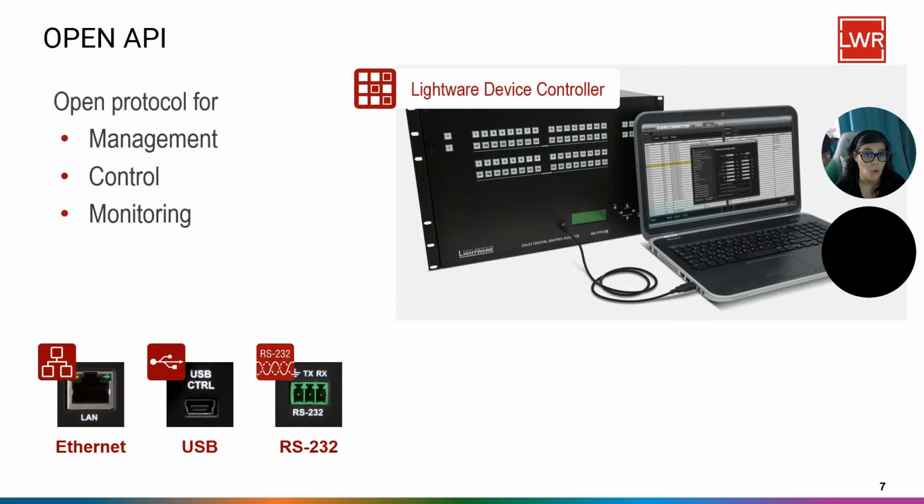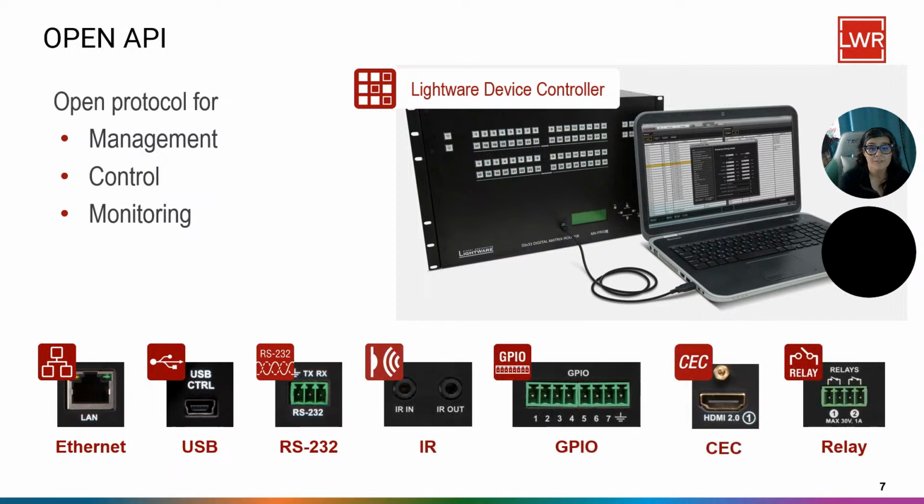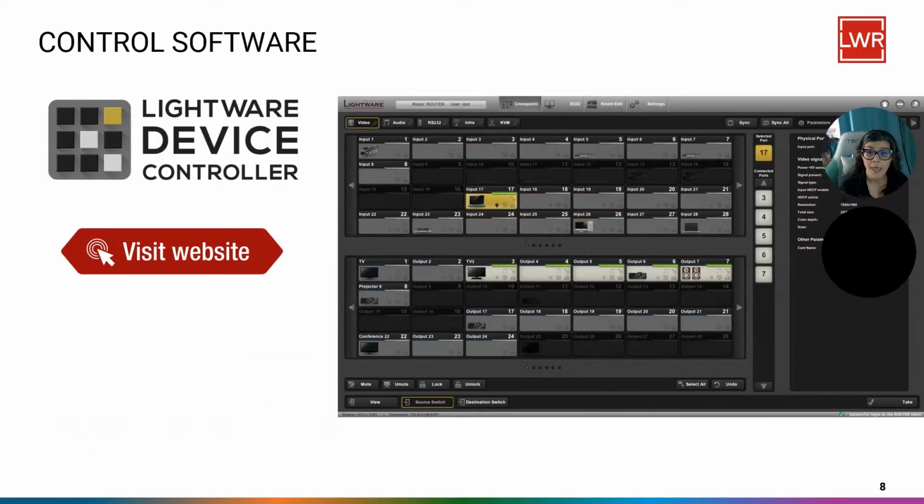You're also going to be able to control a lot of things you might not have been able to control in the past, and you're going to be able to do all sorts of monitoring. If there is a port on the Taurus, you can control and you can monitor that port, whether it's just regular ports like your Ethernet, your USB, and your RS-232 that we're seeing up here on the screen, or even some of these controls specifically for infrared or GPIO or CEC or relay switches. All of those things you're going to be able to control with free software that you'll be able to use. And that free software is going to be the Lightware Device Controller.